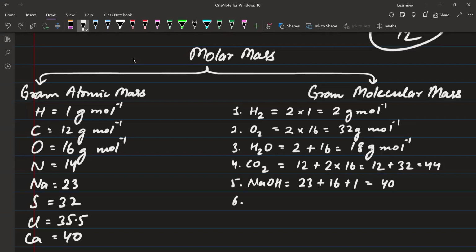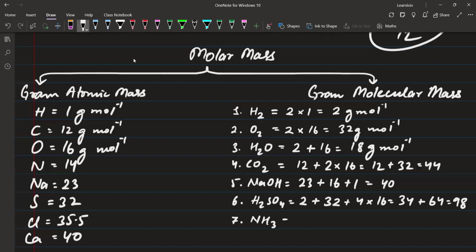Next one, let's suppose H2SO4: 2 for hydrogen plus 32 for sulfur plus 4 into 16 for oxygen. This will give you 2 plus 32, 34, plus 64, that will give you 98. Similarly, let's suppose we have NH3: 14 for nitrogen, and we have 3 hydrogen, so plus 3, that will be equal to 17. Similarly, we have CH4: carbon's molar mass is 12, plus the molar mass of 4 hydrogens, which is 4, this will be equal to 16.